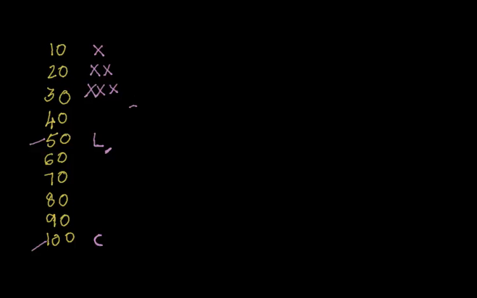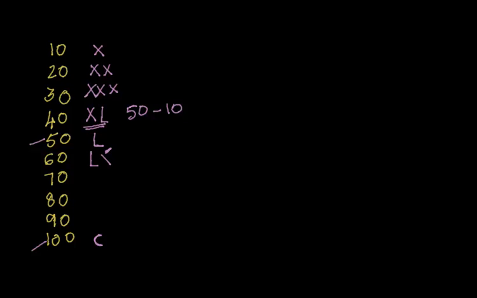So 40, how do we write 40 making use of 50? We can write it by subtracting 10. 50 minus 10 gives us 40. So using the subtraction rule, we write L, that's 50, and then we write 10 to the left of it to make it 40. So X and L gives us 40.